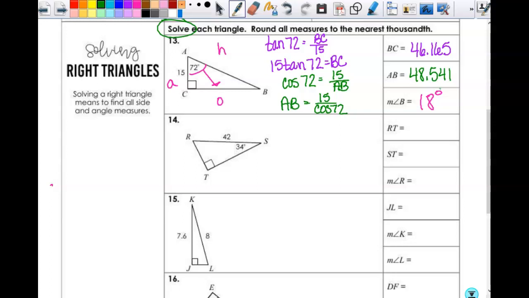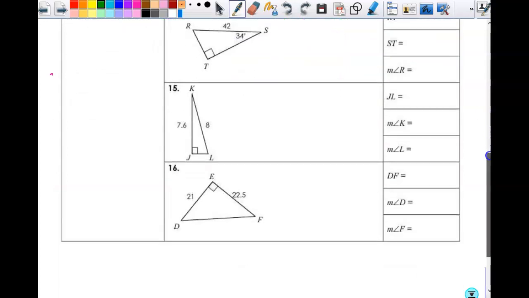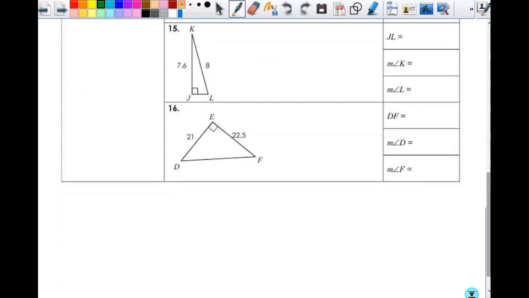Okay, we all good on that one? All right, let's jump to 15. So on 15, we're going to start by finding angle K. All right? And so this is the opposite side, this is the adjacent, this is the hypotenuse. So I have the adjacent and hypotenuse. I'm going to use that to find angle K, so that's cosine. So the cosine of K is equal to 7.6 over 8, which means that the measure of angle K is equal to what? Cosine inverse of 7.6 over 8.